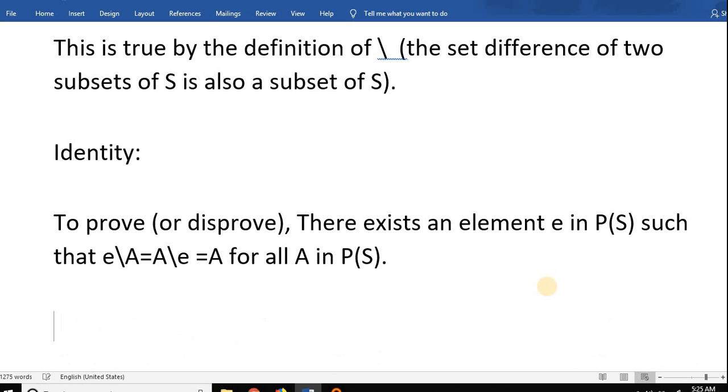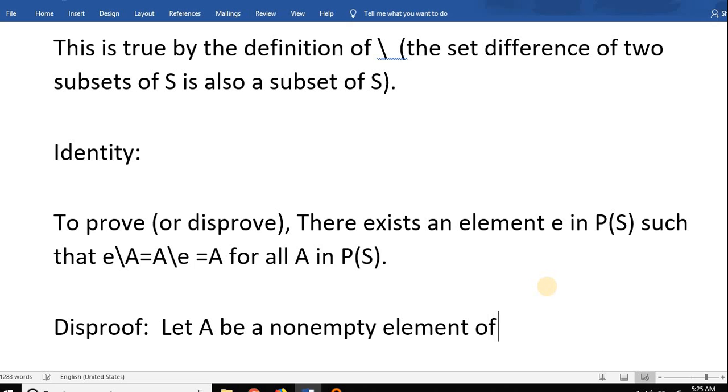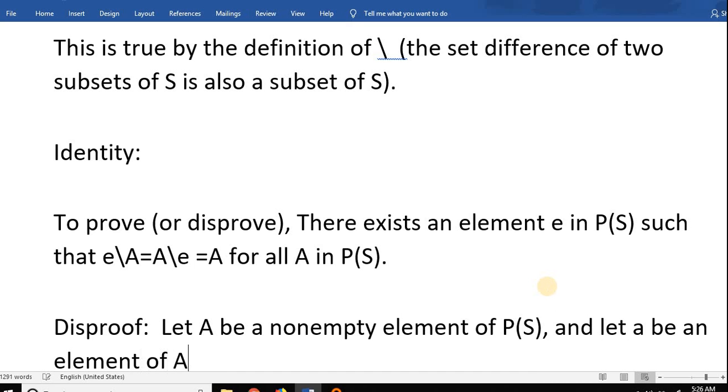All right, so let me write it like this. Here's the disproof. Okay. Given A in A, or let's say, well, in order to say that, we have to say that A is not empty, okay? So let's say, let A be a non-empty element of P of S. And then let A be an element of A.